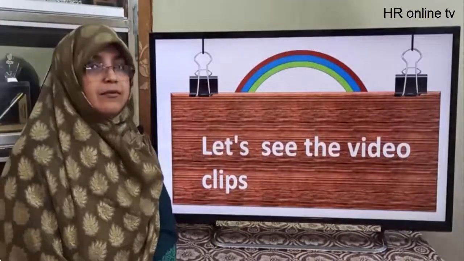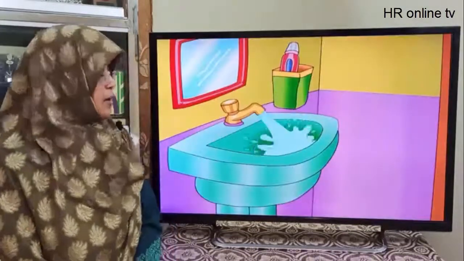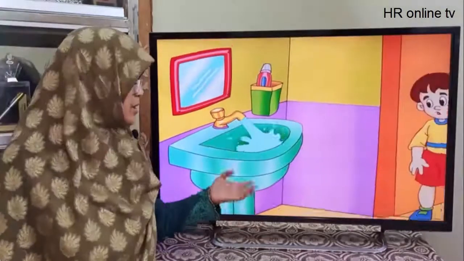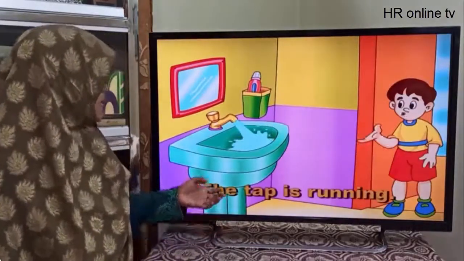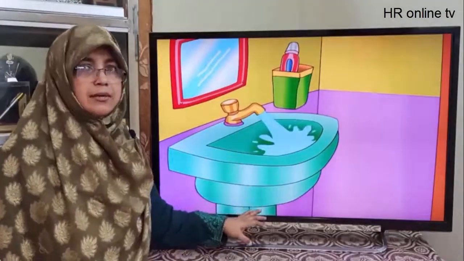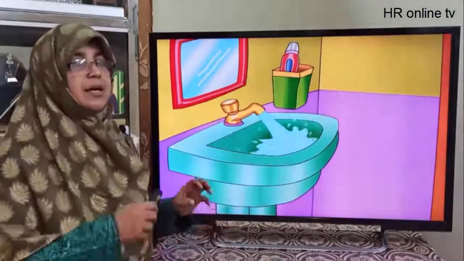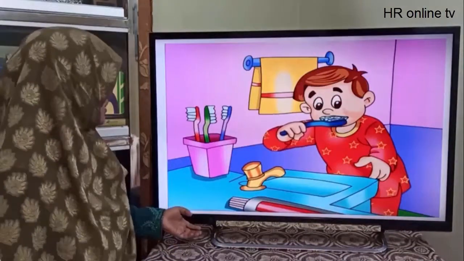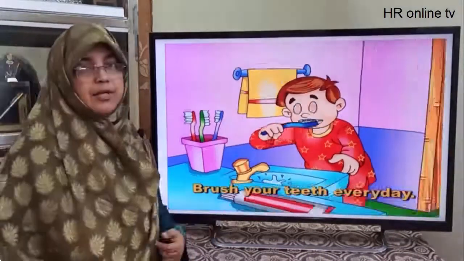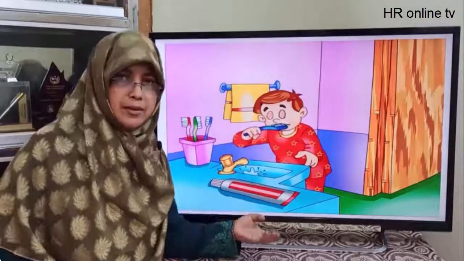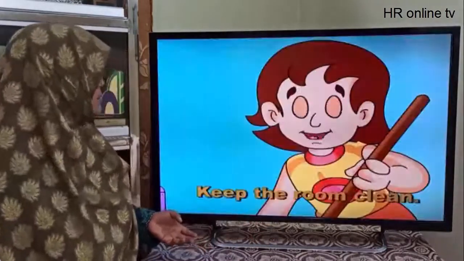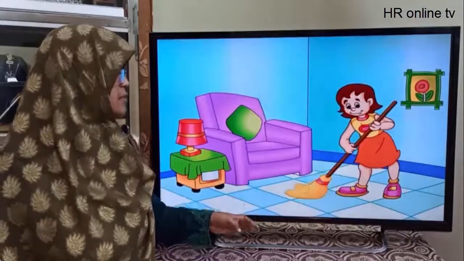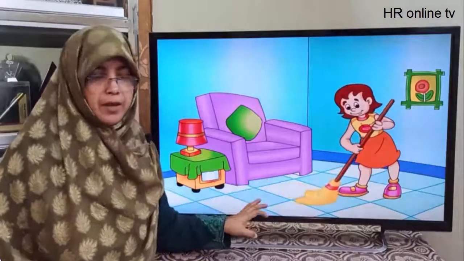Okay, let's see some video clips. Look at the video. There is a statement: the tap is running, the water is running. Okay, so it has a meaning. Let's see another sentence here: Brush your teeth every day. It also has a meaning. Then let's see another sentence: Keep the room clean. In the sentence, there is a special meaning.